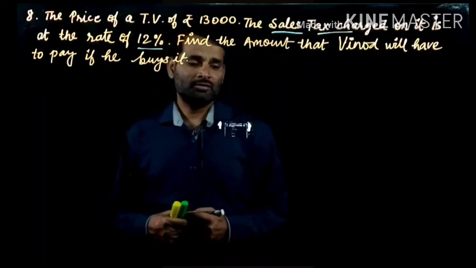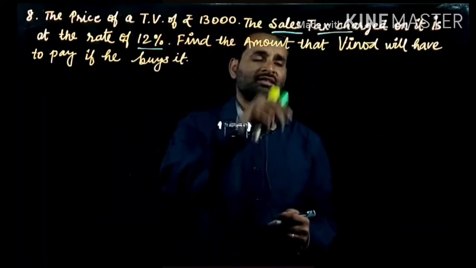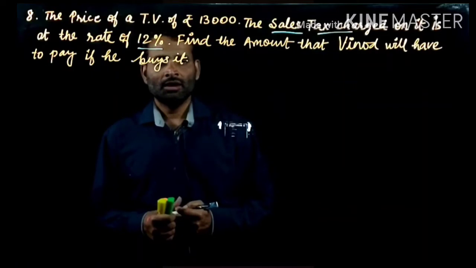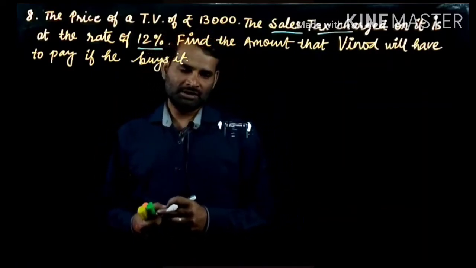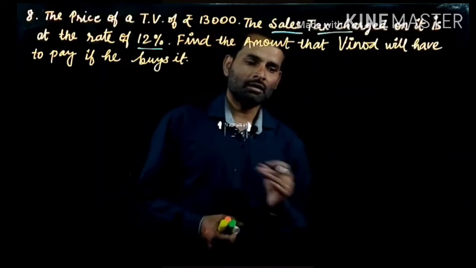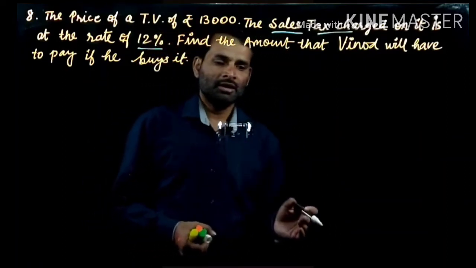Pay is the wage. The new word is sales tax. Sales tax is a different type of tax. Sales tax is added to the CP, added to the cost price, and then it becomes the sale price.